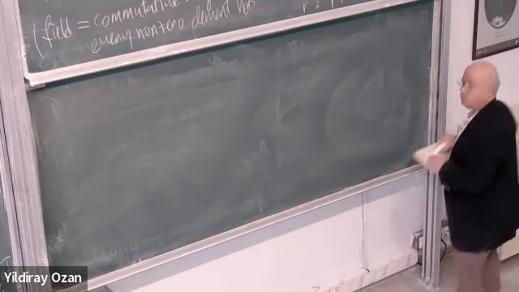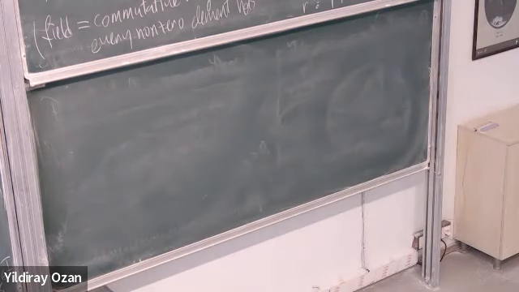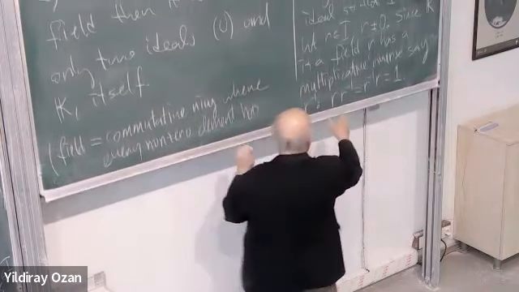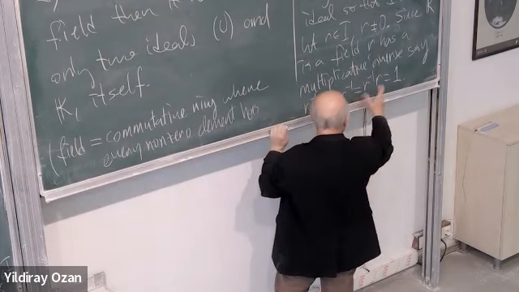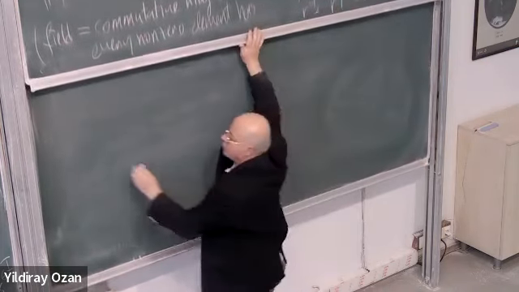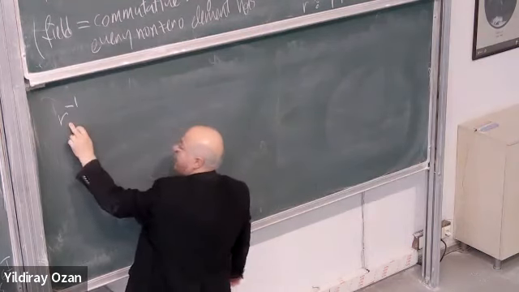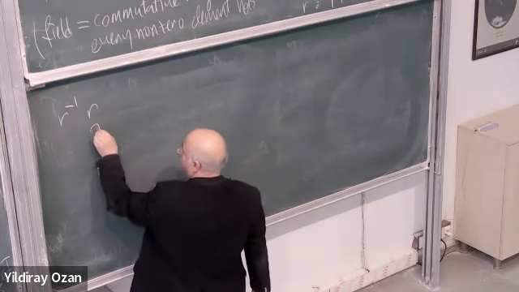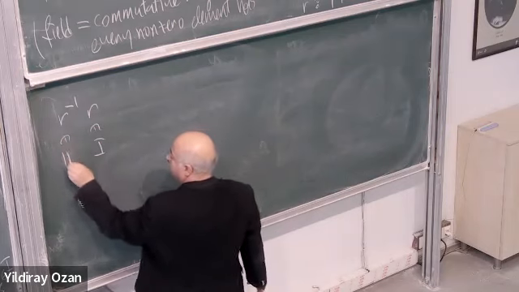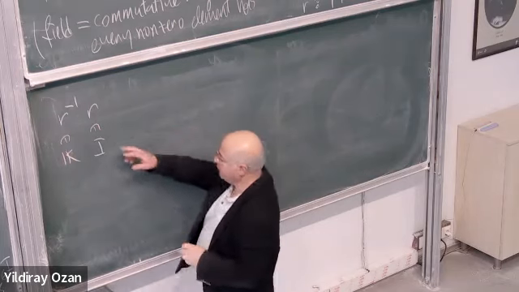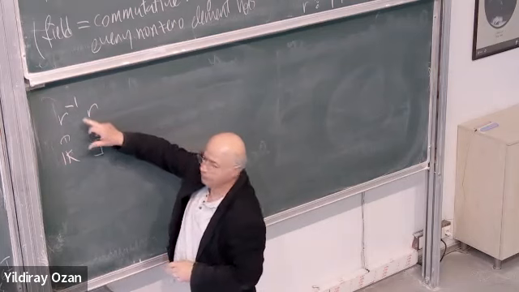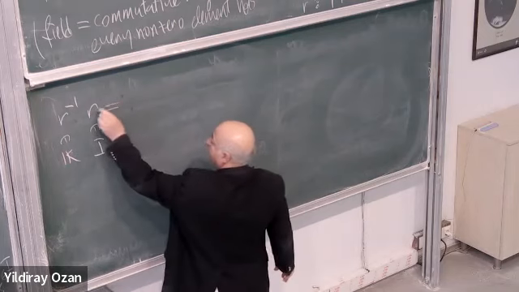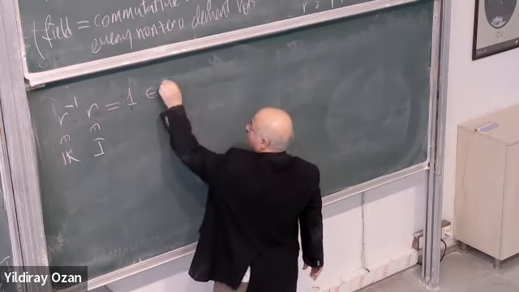Well, first of all, I can write 1 as r to the power minus 1 times r. So r to the power minus 1 is an element from the field, and r is from the ideal. But we know that if you multiply an element of an ideal with an arbitrary element, you get something in the ideal. And in this case, we get 1. Therefore, 1 is in the ideal.